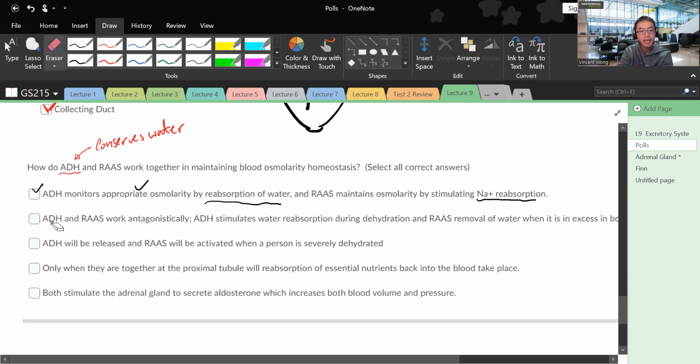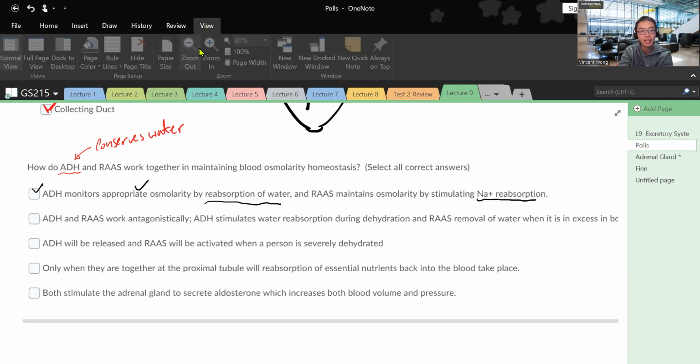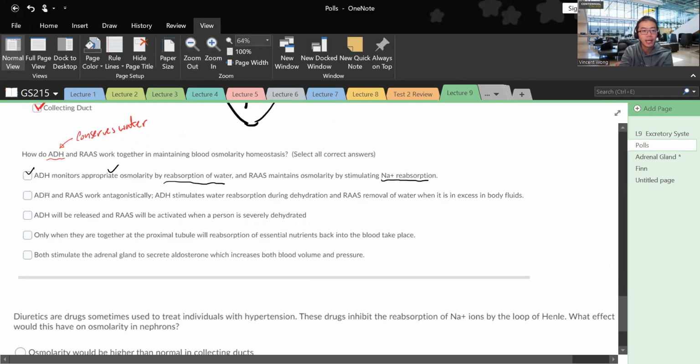Next one, ADH and RAS work antagonistically. ADH stimulates water reabsorption during dehydration, and RAS removes water when it is in excess in the body. That's not correct, okay?